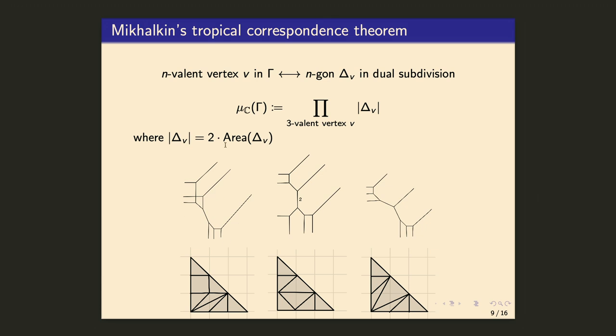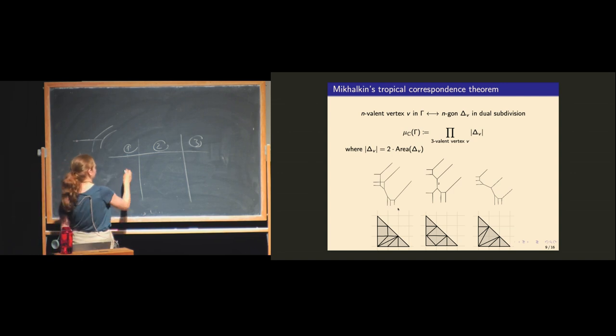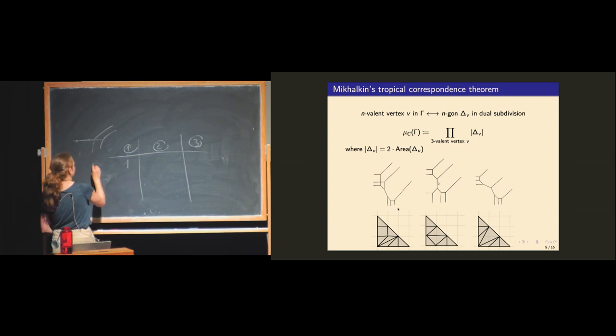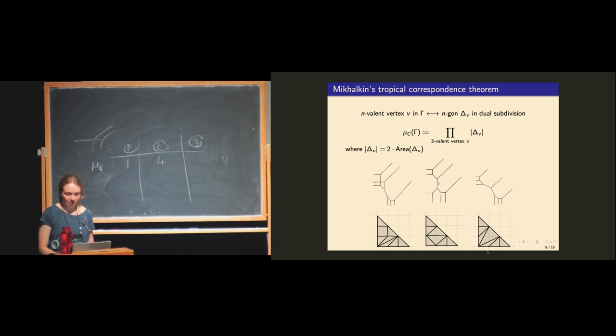So 1, 2, 3 maybe. So the first one here, we ignore the quadrilateral. We only have triangles of area half. So 2 times the area is 1. So the product of 1 is just 1. So here this is mu c. Second one, we have 2 bigger triangles, which have area 2, or double area 2. So 2 times 2 is 4. And the last one here has 1 bigger triangle. The other ones are all small. And this has area 3 halves, so 2 times the area is 3.